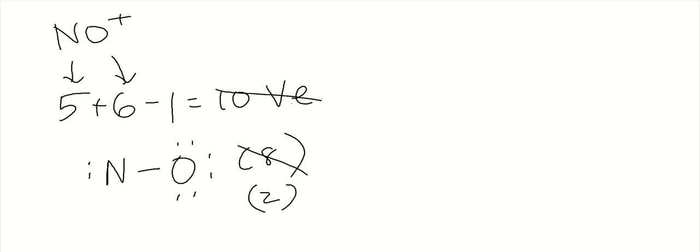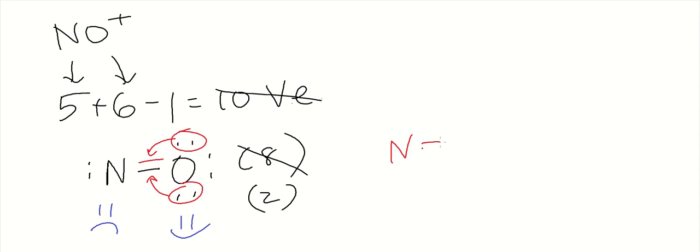Right now, as it is, oxygen is feeling pretty good, but nitrogen here only has four electrons in its valence shell. So we need to take a lone pair and create a bonding pair out of that. Do one more, and we're going to end up with a triple bond between nitrogen and oxygen. There we go.